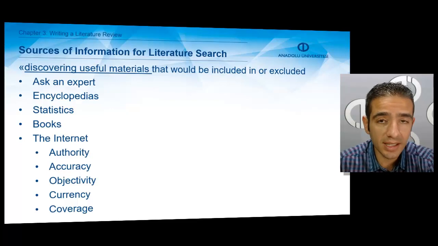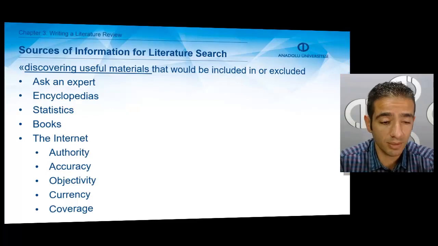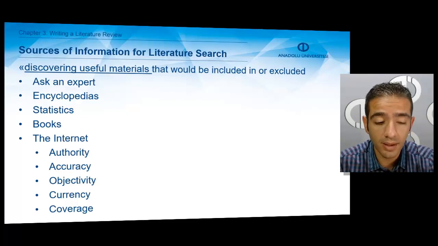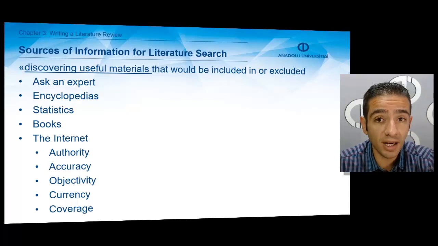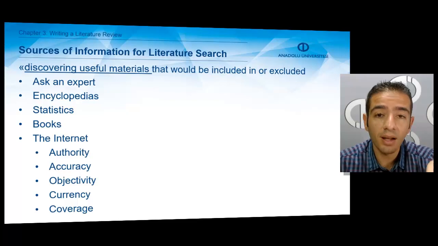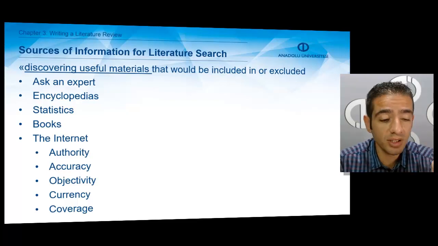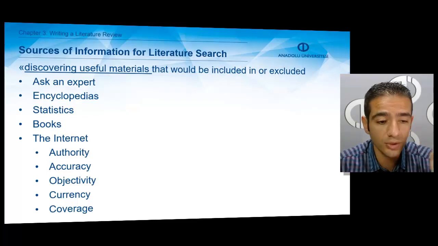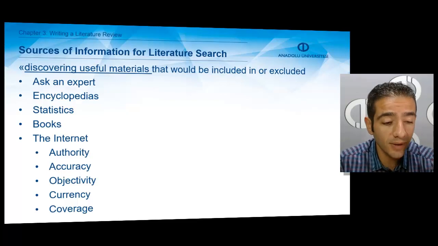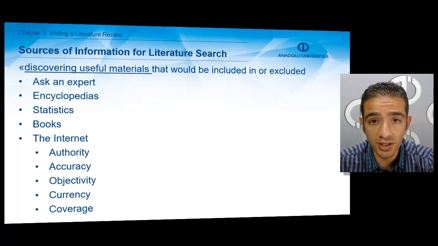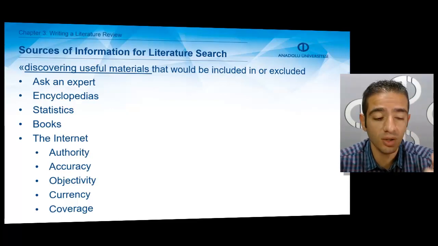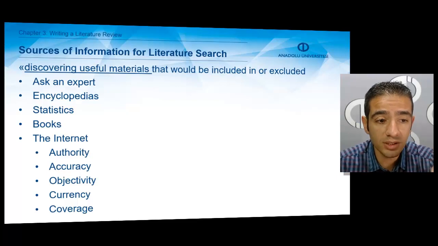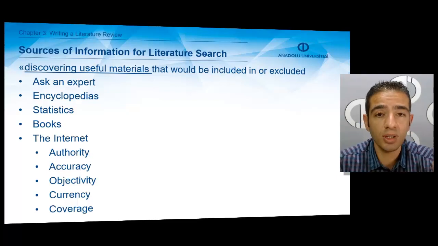But for the internet, you need to be careful about some principles: whether the websites you are visiting are the authority in your research topic. Do they present accurate knowledge to you? Are they objective enough for your scientific study? Is the information in the website current for your research study, and is its coverage sufficient for your research topic? Authority, accuracy, objectivity, currency, and coverage are the important criteria for the websites you are going to visit.